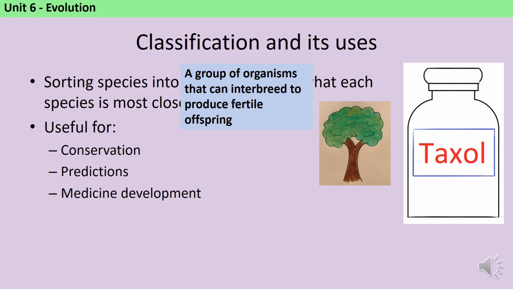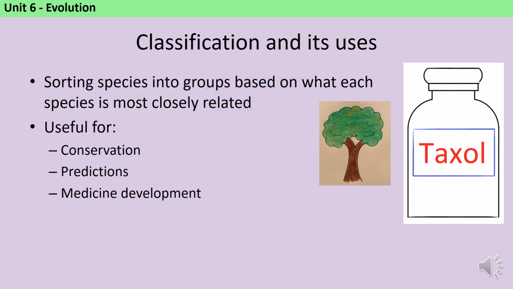Now, apart from being pretty interesting, classification can be useful from a conservation point of view, but also because it allows us to make predictions about the biochemistry of different organisms, and that can be incredibly important for things like medicine development. A huge number of the drugs that we use in modern medicine have at least their roots in the natural world, even if they're now made synthetically.